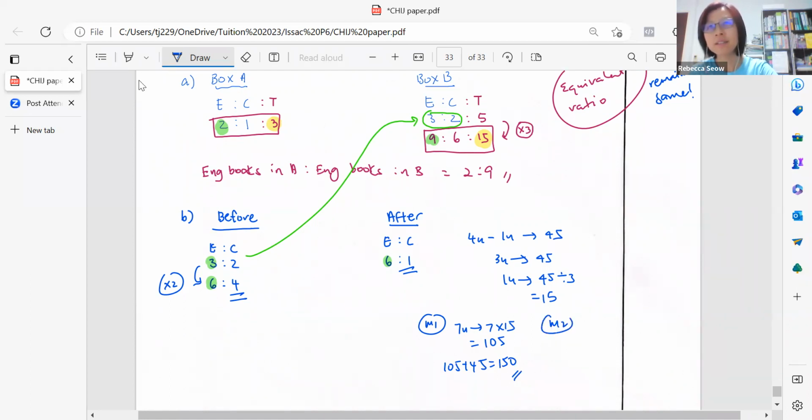Another method is that since we know 1 unit is 15, at the start of the day, total units of English and Chinese books make up 10. So therefore, you could easily have found it through taking 10 units. So 10 times 15 gives you 150. So either way would give you the correct answer. Yeah, so this is how we work out this question.